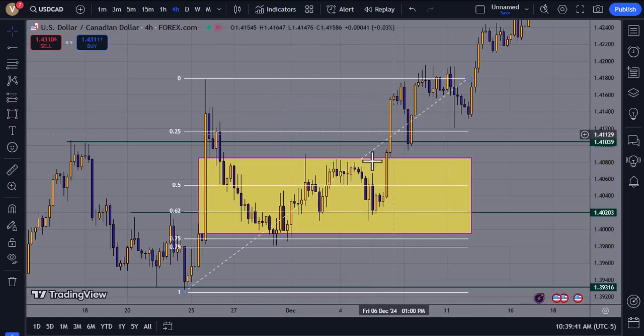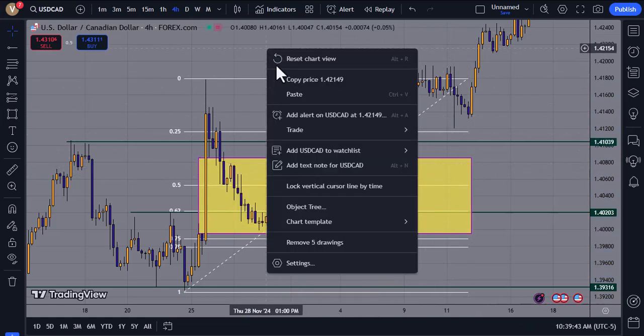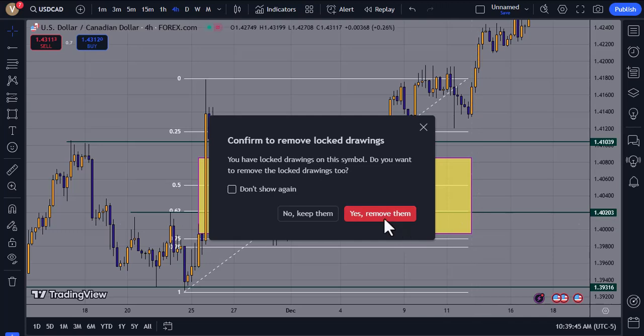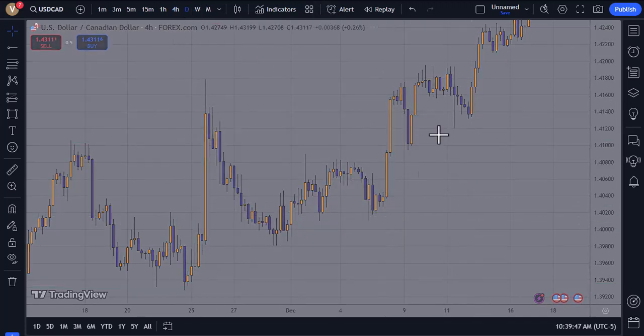Okay, so I can also give you another format you can use for this. So let me clean everything. It's just very simple. Let's go back to the daily chart. I'll show you a format I can also use.